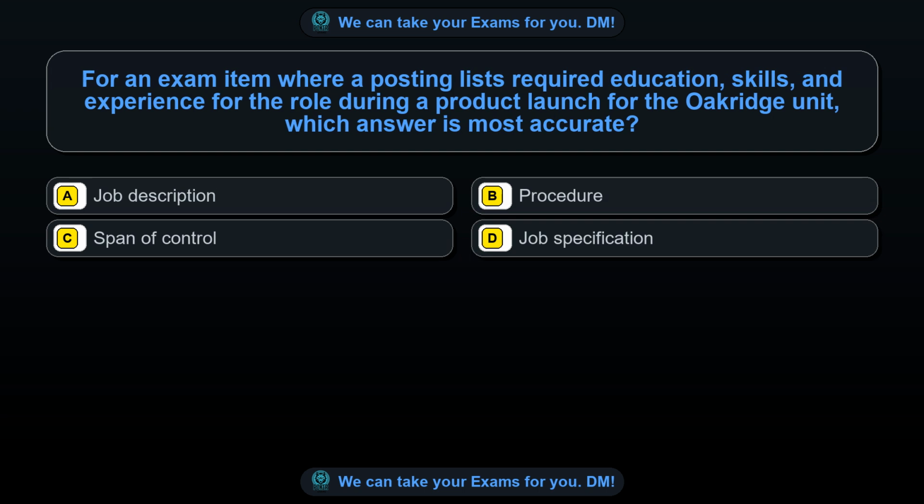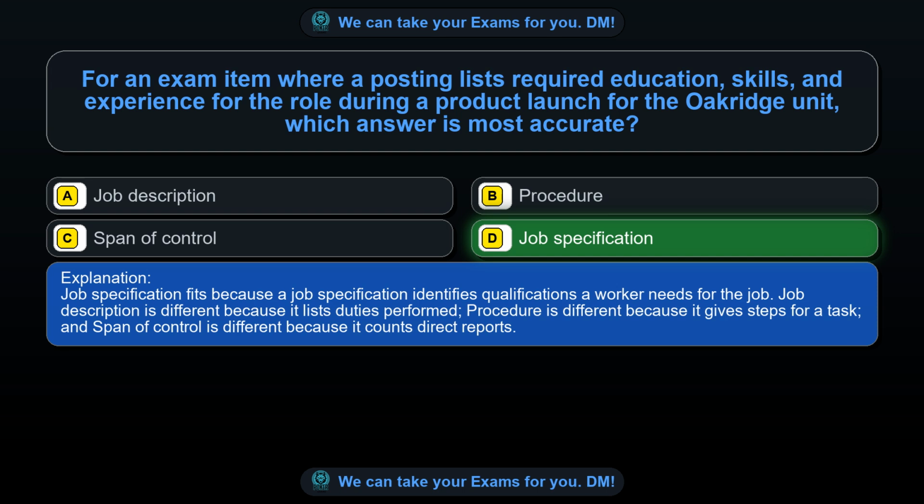Question 72. For an exam item where posting lists required education, skills, and experience for the role during a product launch for the Oak Ridge unit, which answer is most accurate? Option A, job description. Option B, procedure. Option C, span of control. Option D, job specification. The correct answer is option D, job specification.